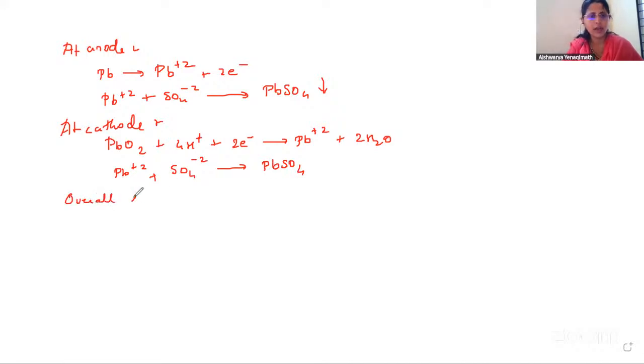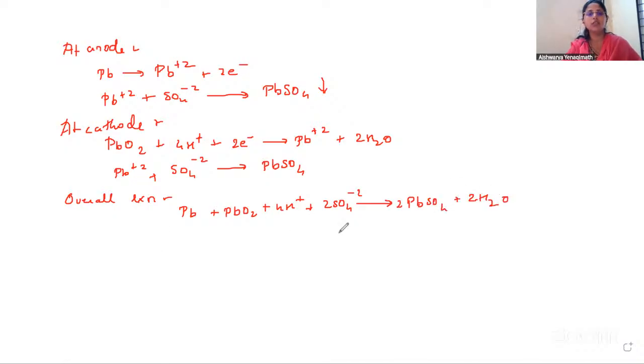If you write the overall reaction, it comes out to be Pb plus PbO2 plus 4H plus plus 2SO4 2- gives 2 PbSO4 plus 2 H2O. I'm writing the balanced equation itself. So this is the overall reaction for the lead storage battery. And the E cell, that is the cell potential, for the lead storage battery is 2.041 volts. So it is clear that H2SO4 is used up during the reaction, during the discharge, and produced during the recharging. So when recharging happens, again it will get produced.